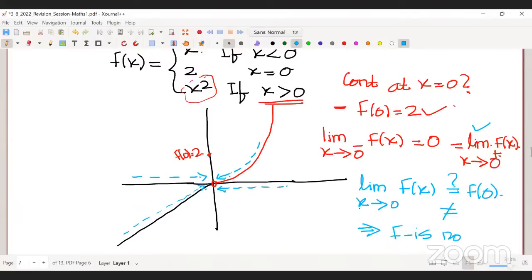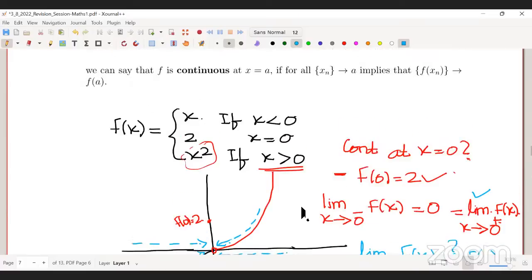So what is f of x here? f of 0 is 2. If I change this to 7, then also it is not continuous. This is continuous if and only if this value is 0. So if I change this function to this form, then this is continuous.